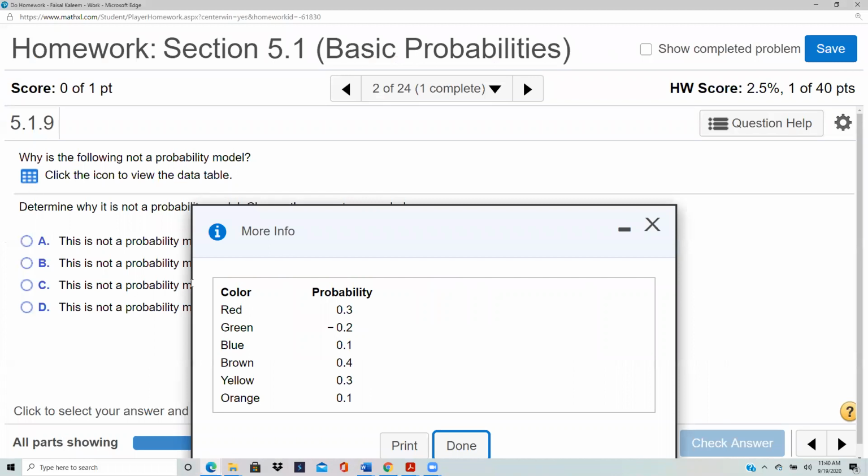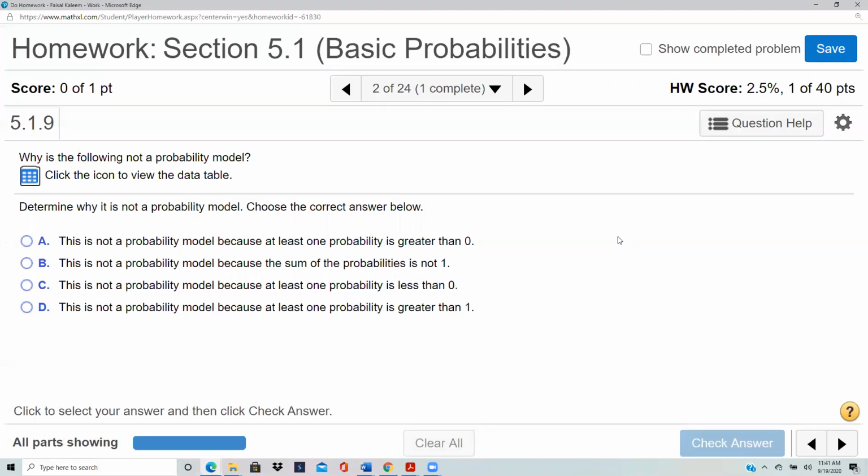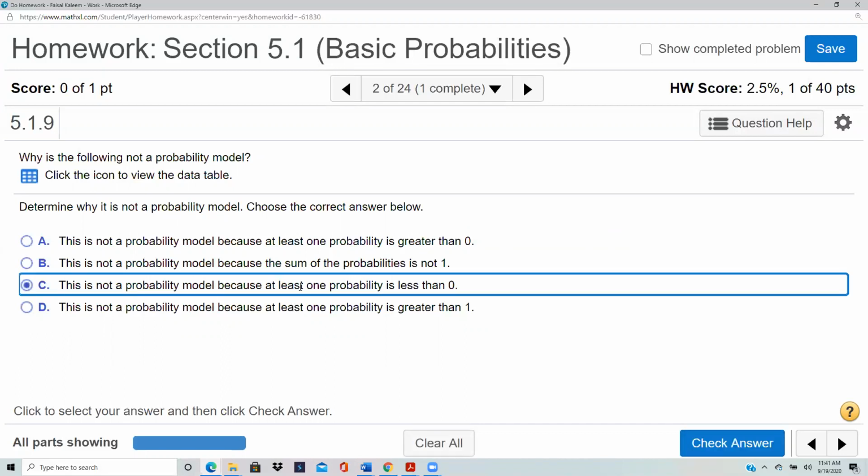So here you see that this one is not between 0 and 1. It's outside the 0 to 1 range. And that's why we don't even have to check the second one. The second one says that you sum all these and they should be 1. But once the first is violated, you don't need to check the second one. So there's one number which is outside the 0 to 1 range, and so it's not a model. So let's see which one says that. It's not about greater than 0. That was a negative number. Yes, it's not a probability model because at least one probability is less than 0, right? That negative number means that it's less than 0.